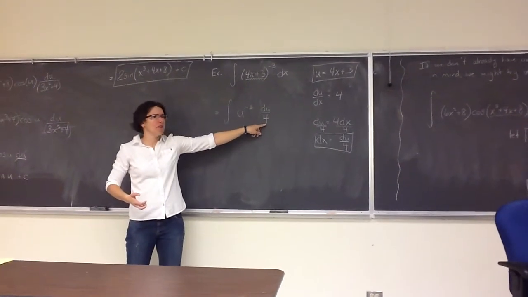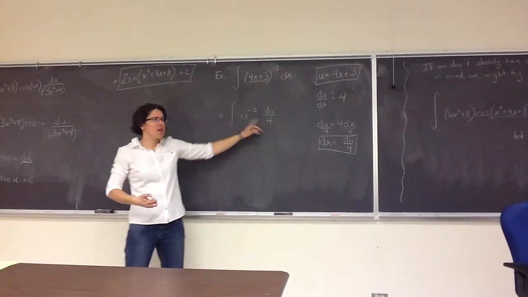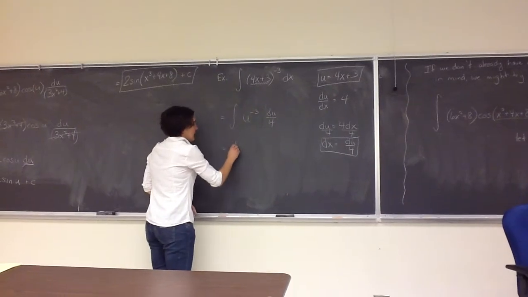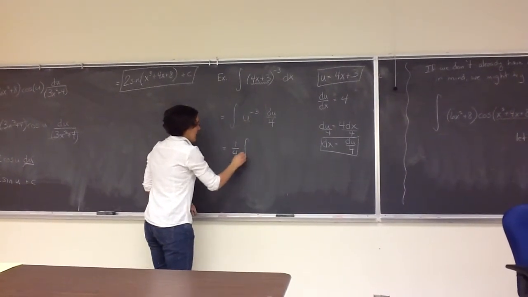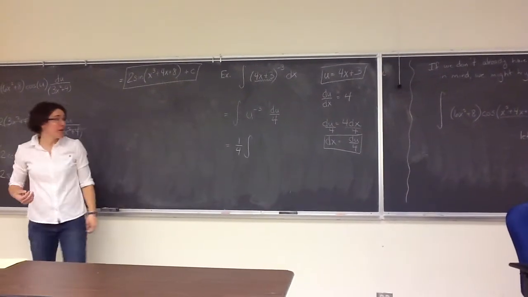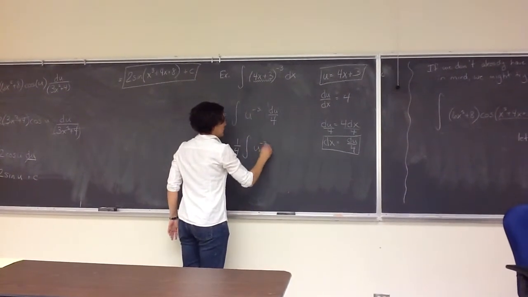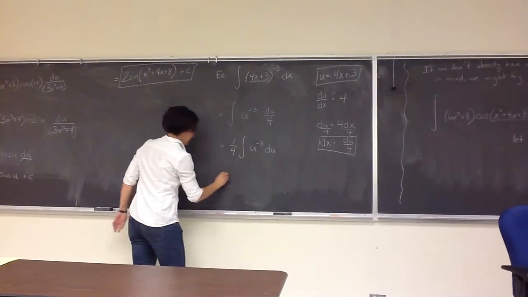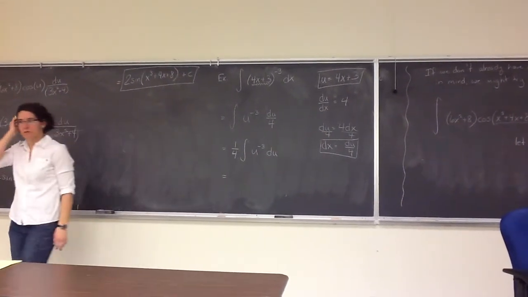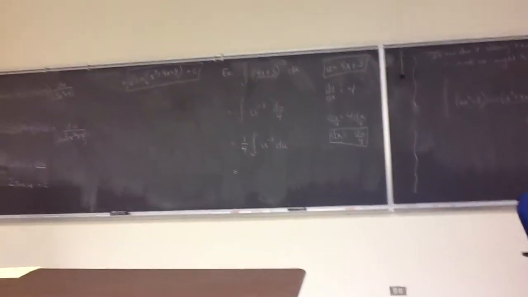Now this 4 here in the denominator, to make my life easier, I'm going to pull that to the front. And because that 4 was in the denominator, it becomes a 1/4 when I pull it to the front. So I have 1/4 the integral of u to the negative 3 du. Are there any questions up until there?